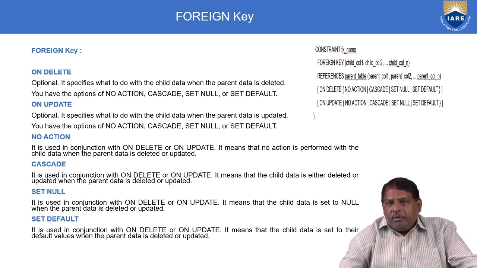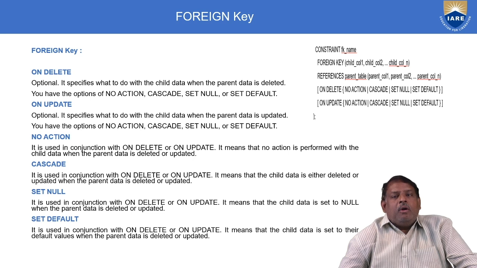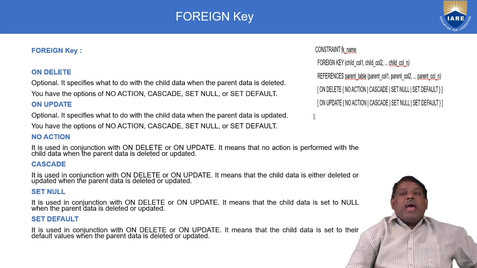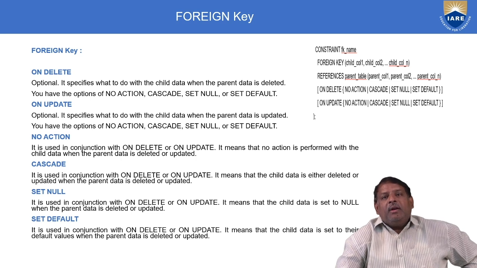On update, also the same thing. Now we will see each one around. What is no action? It is used in conjunction with on delete or on update. That means no action is performed on the child data when the parent data is deleted or updated. So once you have deleted the parent record, you are not doing any action on the child table.